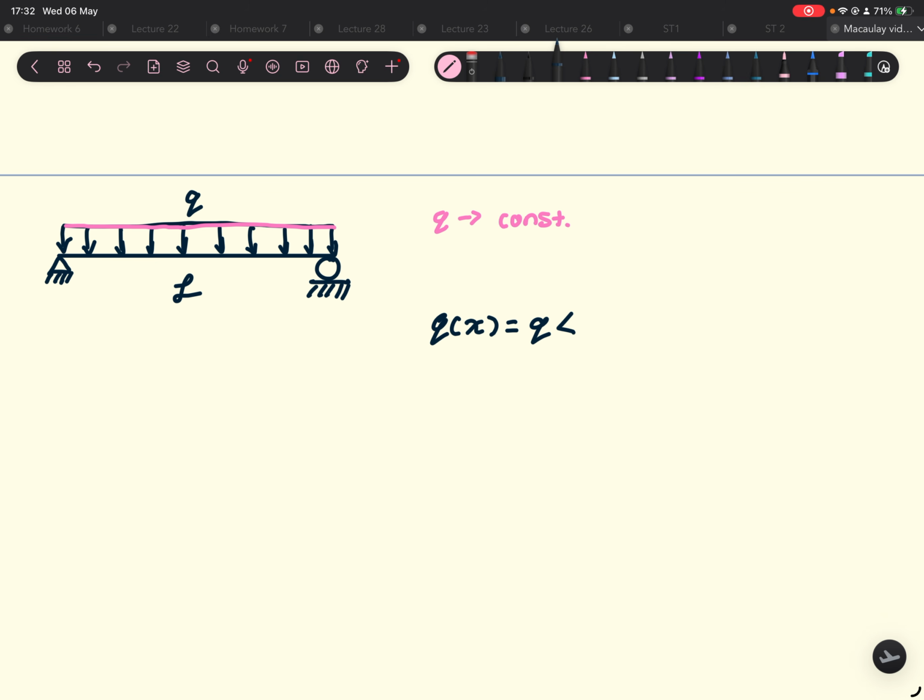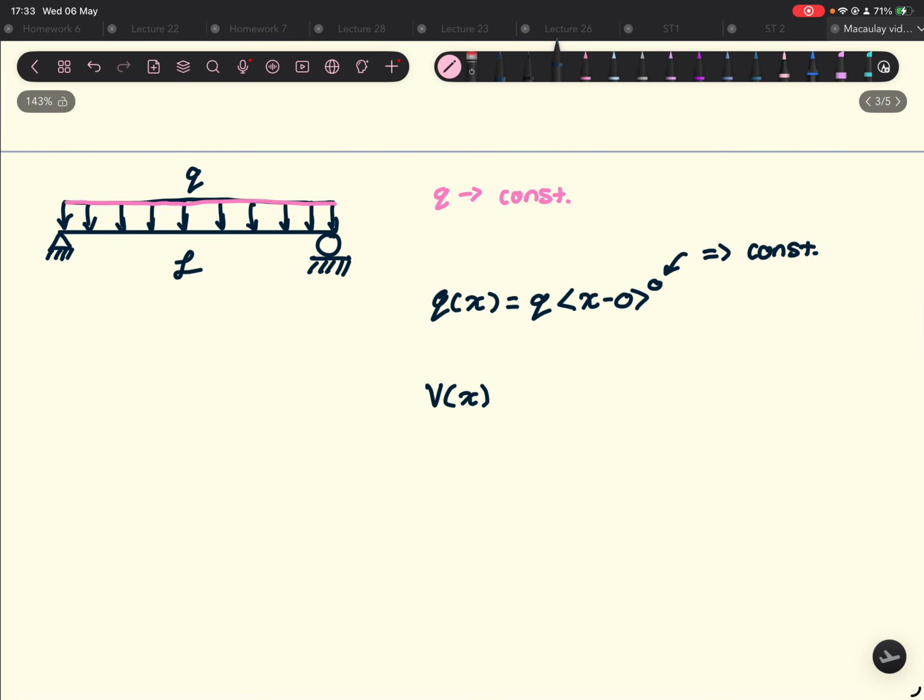multiplied by x minus 0 to the power 0. So remember, to the power 0 implies that it's a constant. If it was to the power 1, then we'd have Q changing with x, right? But because this is 0, you'll just get Q out of this, which is cool. It's constant.